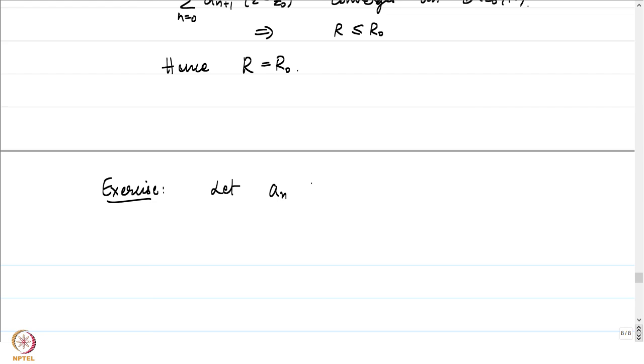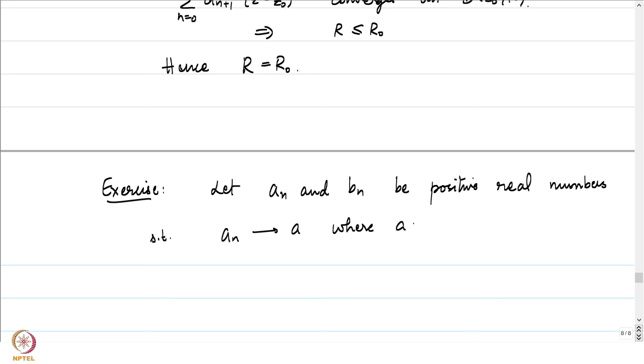Let a_n and b_n be positive real numbers, such that a_n converges to a, where a is a positive number. So, as of now we are in the real setting, a is positive, and suppose the limit as n goes to infinity of b_n is equal to b.